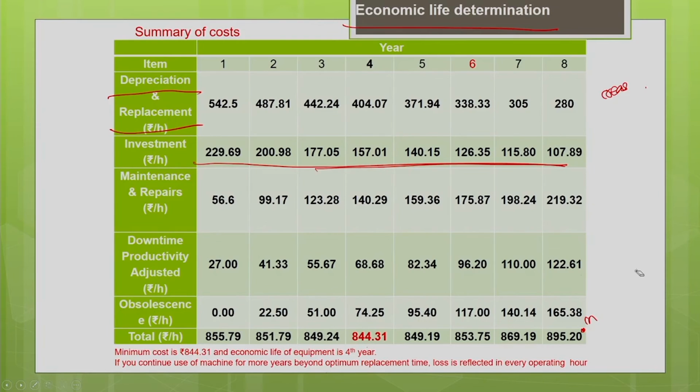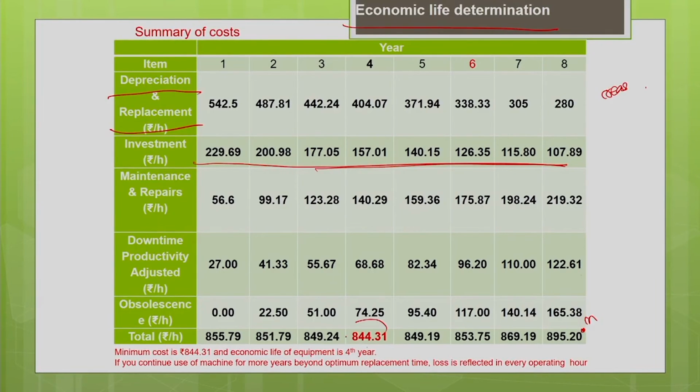Okay. So, now the economic life means the period during which the cost associated with the machine is minimum. That is your economic life. So, during the fourth year the cost is minimum. At the end of the fourth year it is advisable to replace your machine. So, the economic life of the machine is four years because the minimum cost is 854.31.